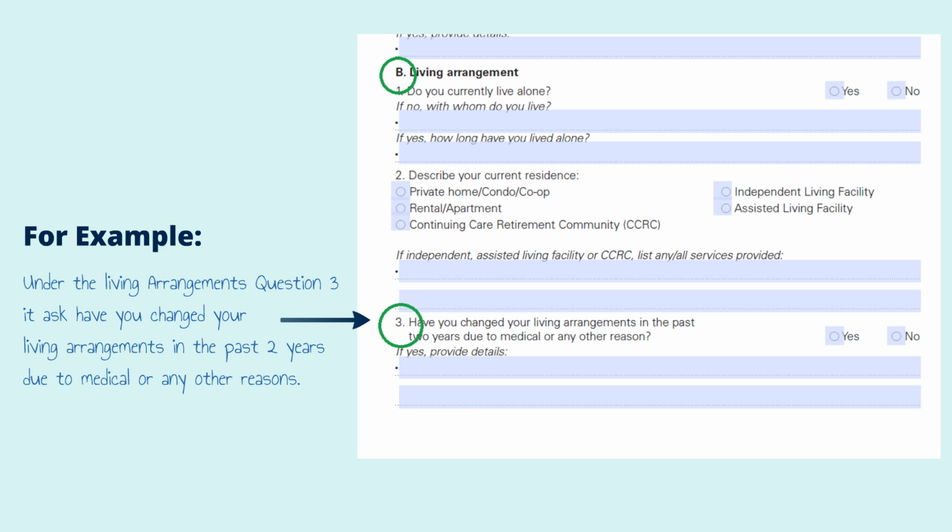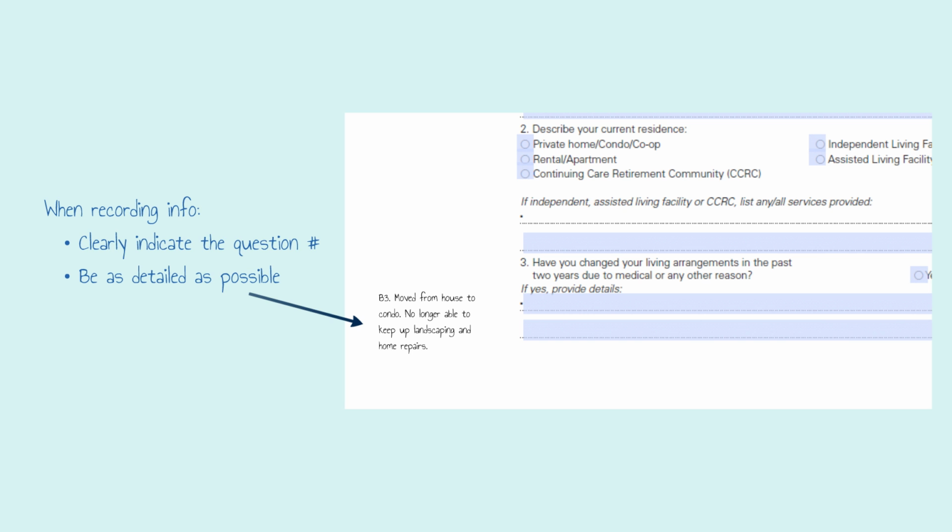For instance, under living arrangements, question 3 asks, have you changed your living arrangements in the past 2 years due to medical or any other reasons? You will record the response in the line provided. If details do not fit in this space, just add the additional information in the left margin. When recording information in the left margin, you want to make sure you clearly mark those details as B3 so that they can be matched with the question. Like all medical health forms, we ask you to be as detailed as possible.